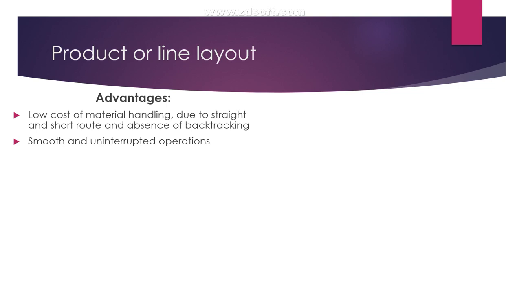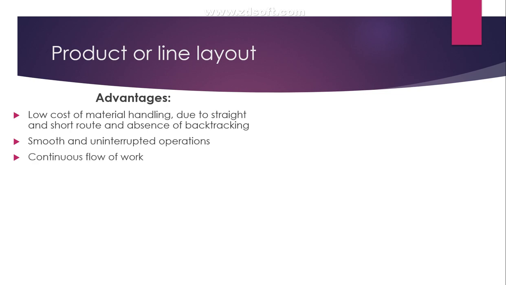Smooth and uninterrupted operation. When the product is designed, the sequence of operations is designed and everything happens in an automated system. Once we input the raw materials, we will be getting the final product without any disturbances or any interruptions. This would give a smooth functioning of production.